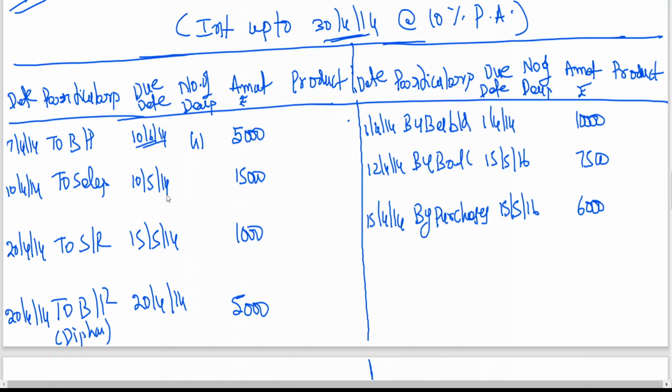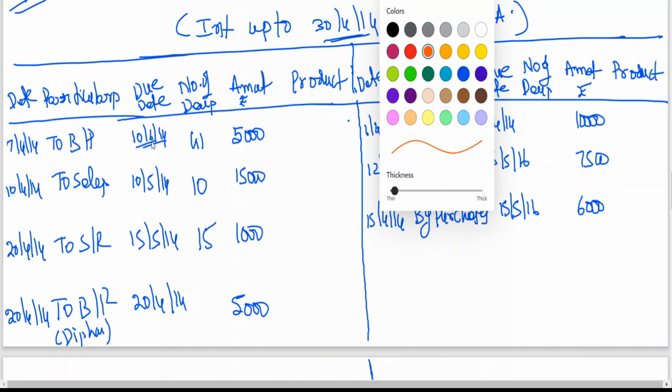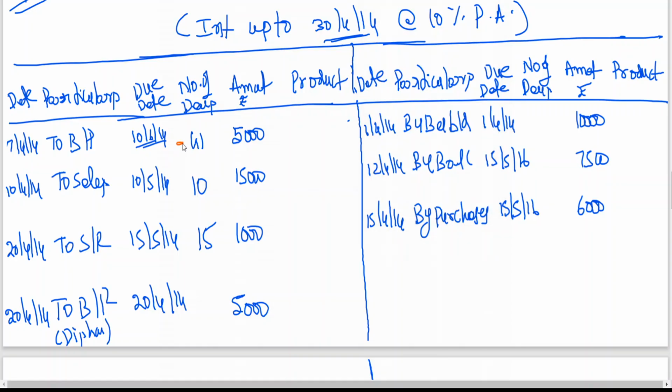Then next 10th May. 10th May means April. How many days you are getting negative? 10 days. 15th May. How many days you are getting negative? 15 days. Because it is after 30th April, no? 20th April. So for all negative, we will be indicating with red color, no? Red ink.